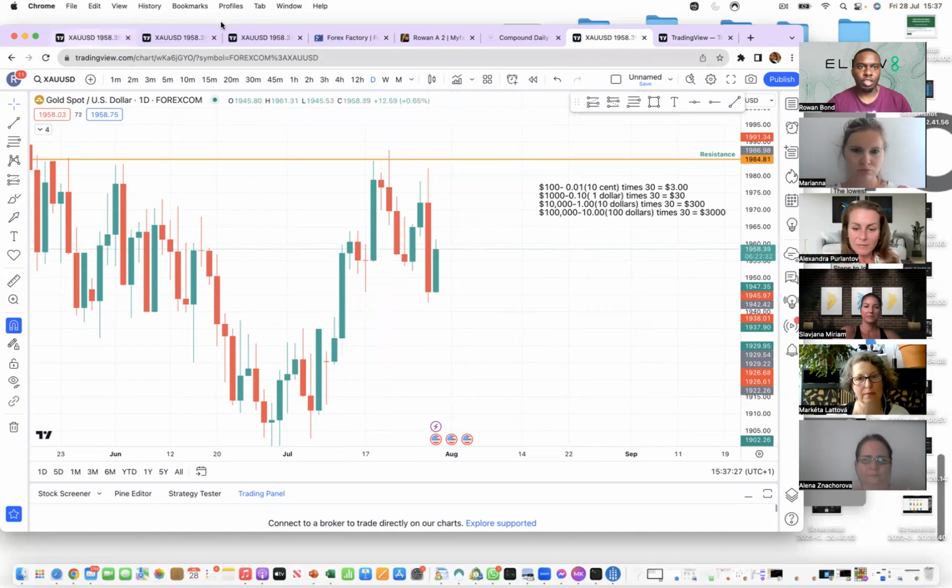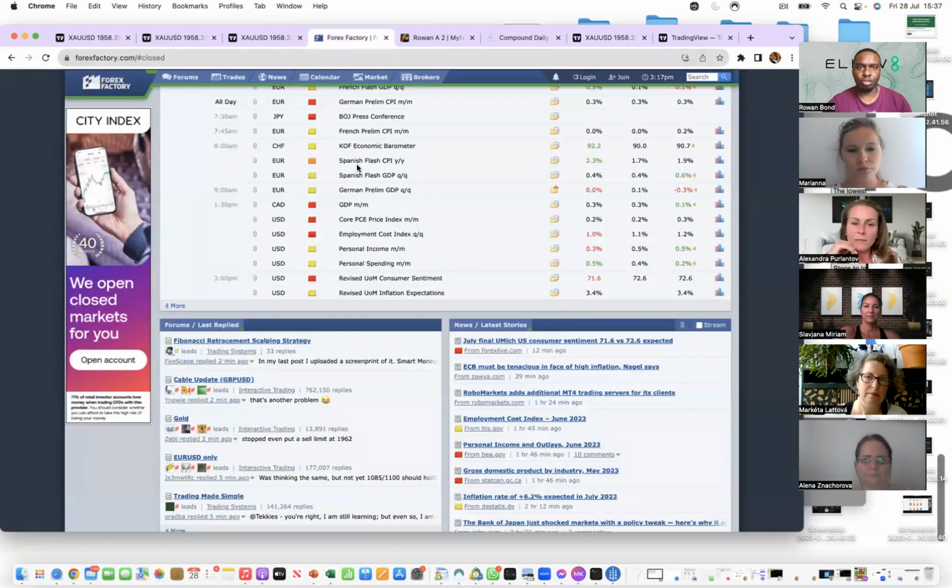Now, before you place a trade, now you're on TradingView and you want to place a trade, you need to open up forexfactory.com.